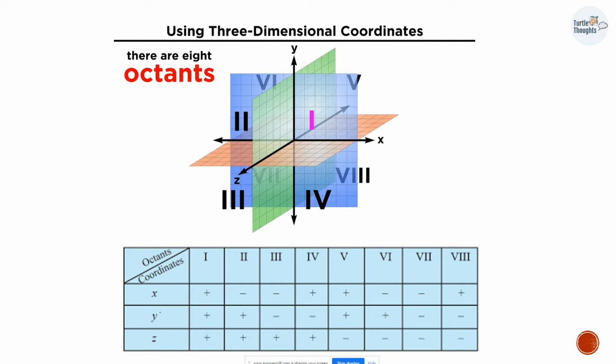Similarly, for y it is going to be plus plus, minus minus, plus plus, and minus minus. Similarly, for your z axis, it is going to be plus plus plus plus, minus minus minus minus. So you see a pattern here, right? If you know this pattern, this table is very easy to learn. Let us move on to exercise 12.1, question number 1.